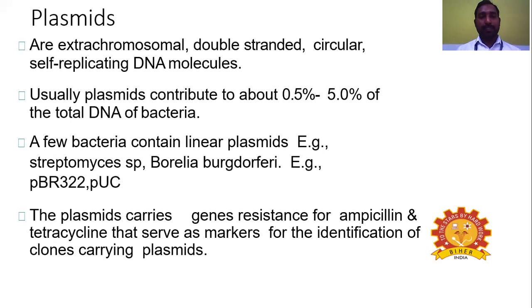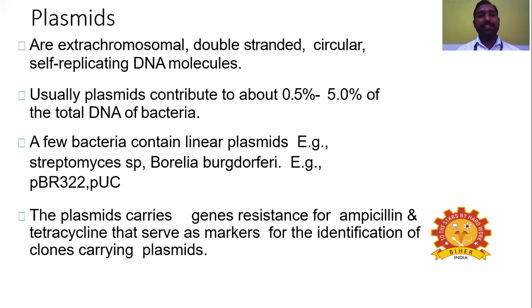So this is the important thing. We are coming into the plasmid area, and plasmids are extrachromosomal, double-stranded, circular, self-replicating DNA molecules. Usually, plasmids contribute about 0.5 to 5% of the total DNA of bacteria. We can easily find these plasmids in bacterial cells.